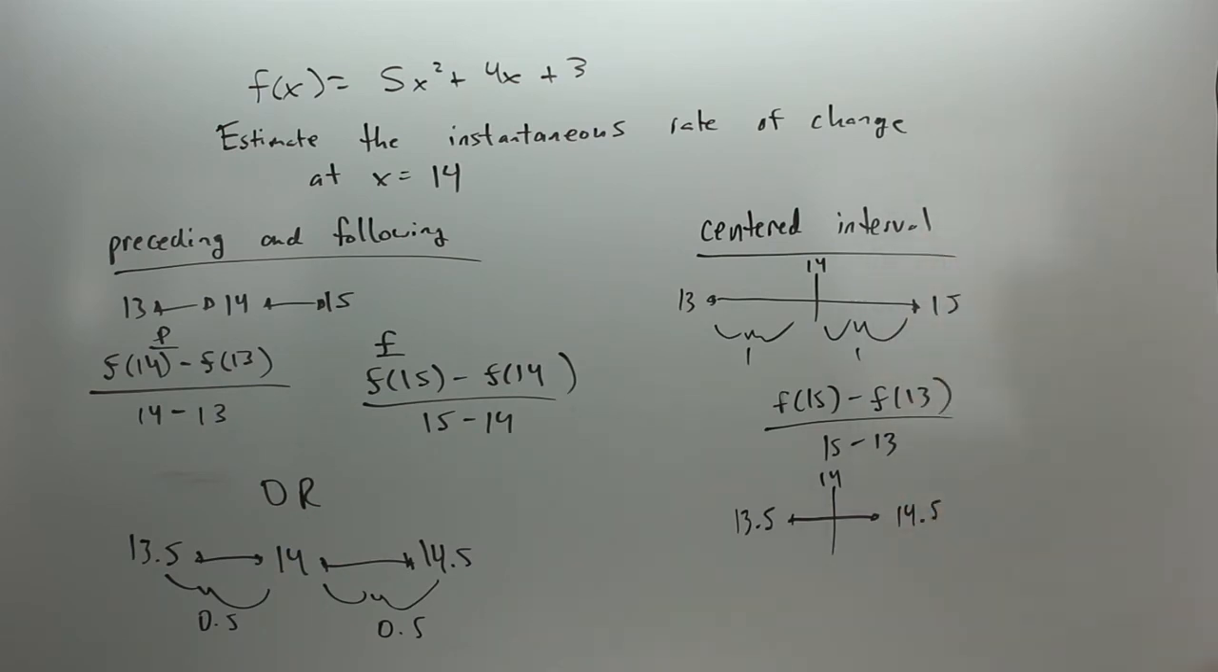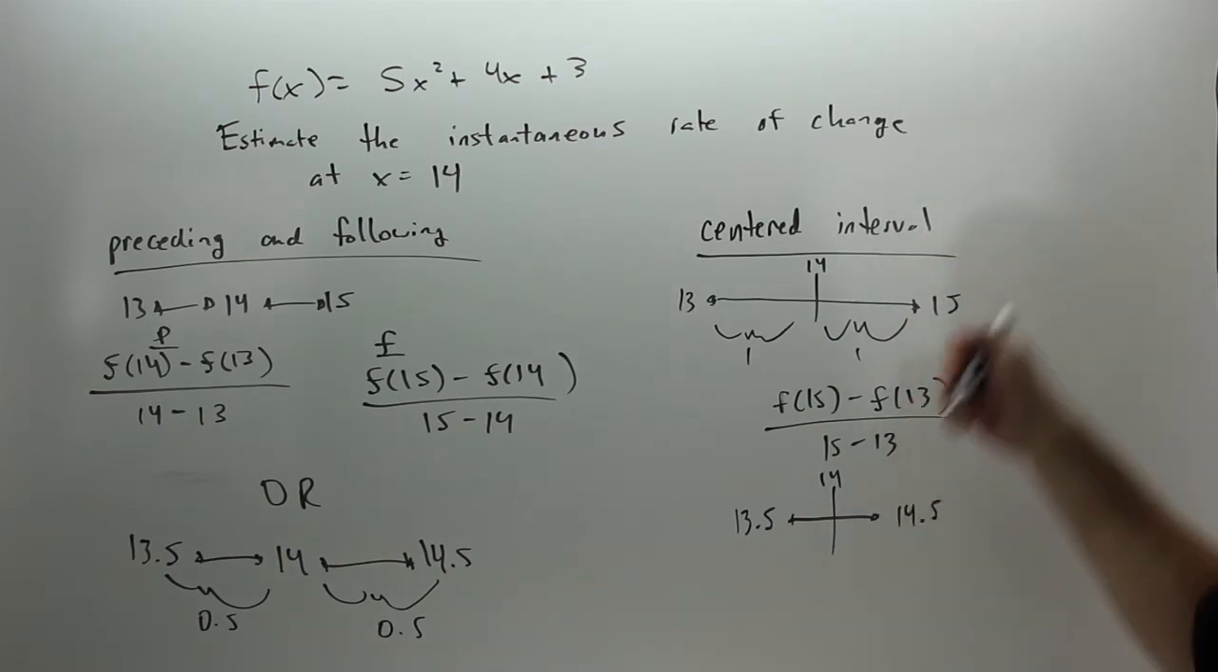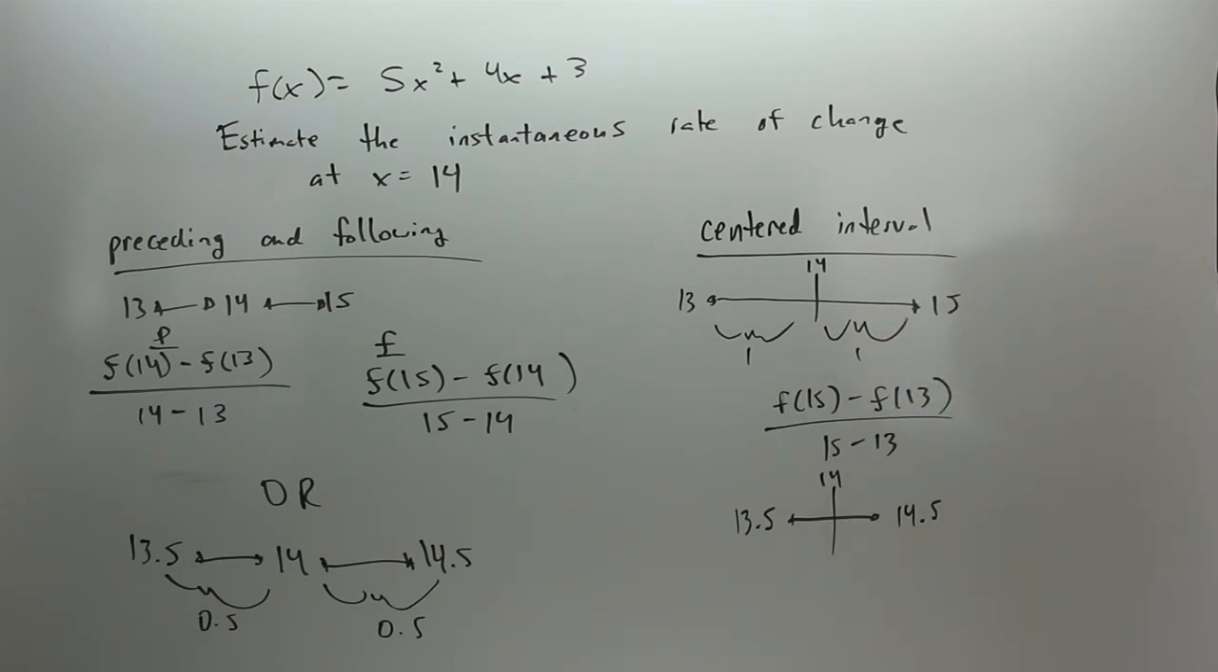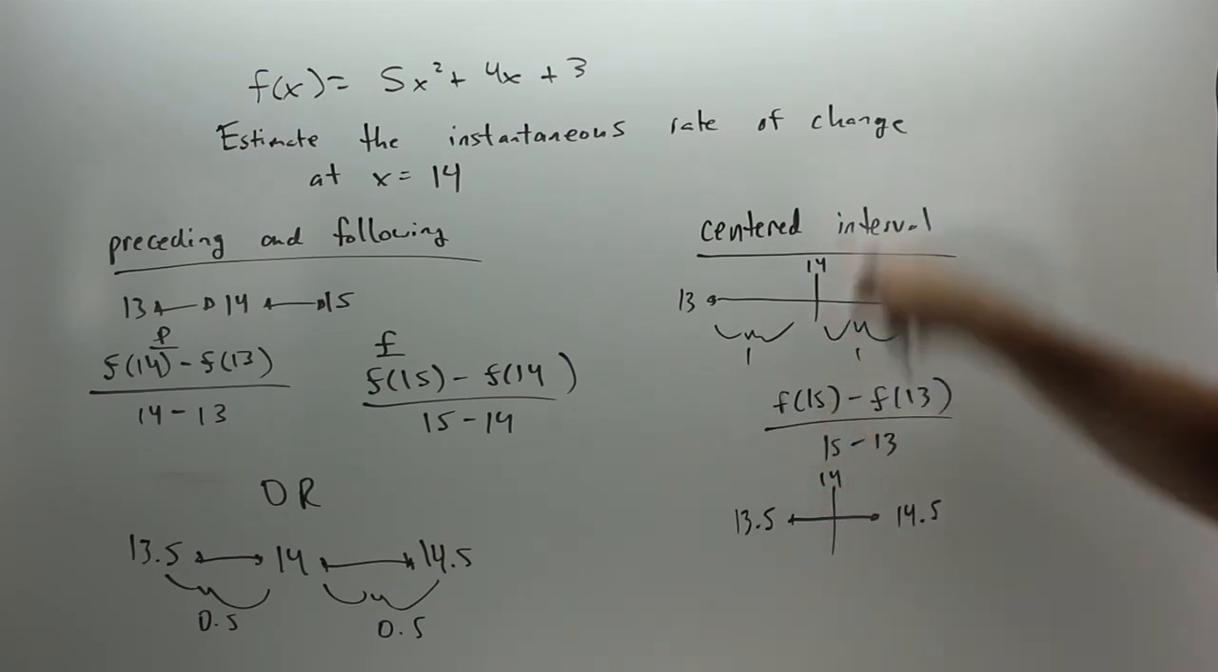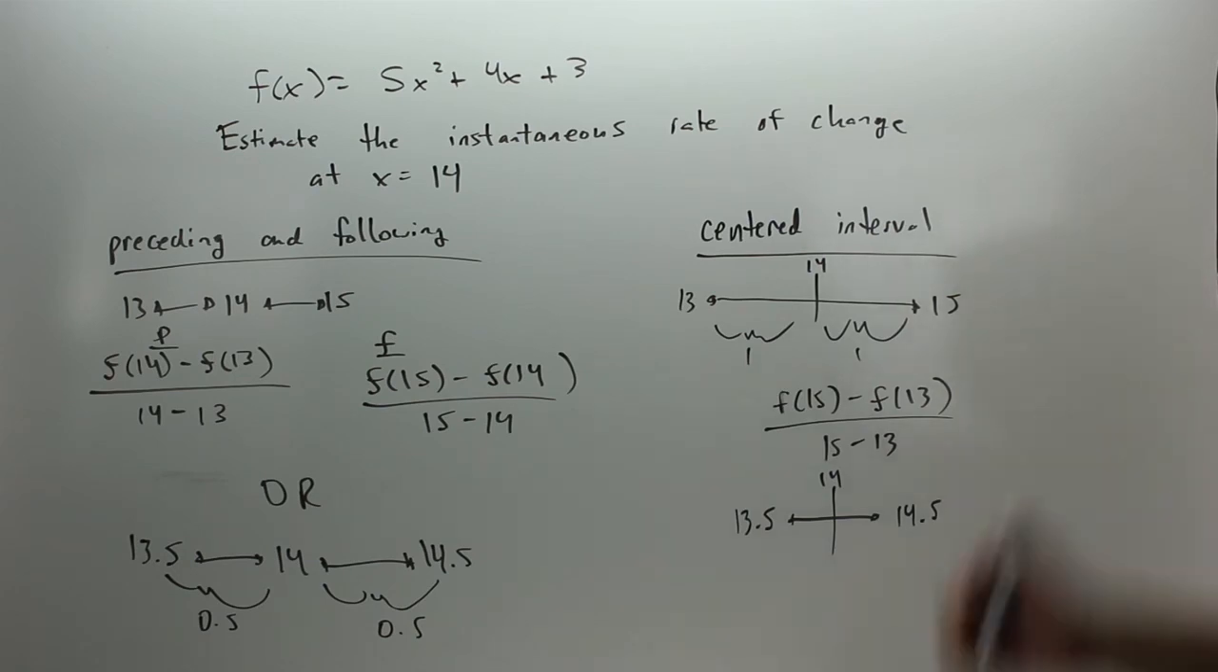Centered interval, it's the same idea, except we're only taking one slope, nice and centered around. So again, this is the easiest one to do because it involves the least amount of work, and you don't have to take an average at the end.